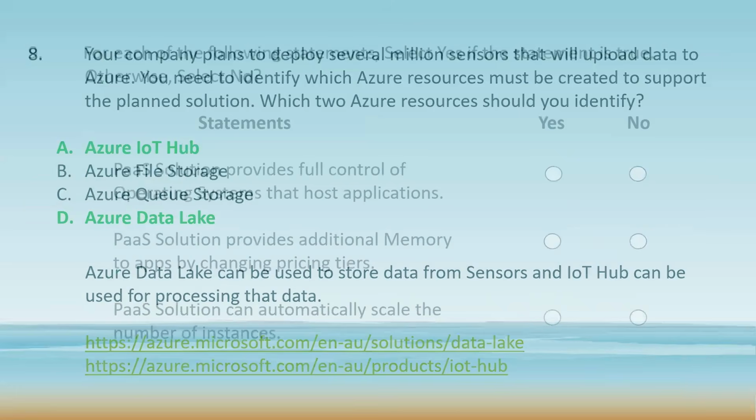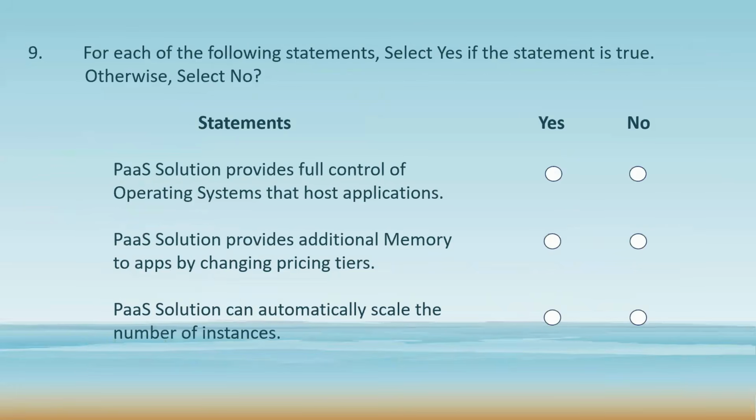Question number 9. For each of the following statements, select yes if the statement is true, otherwise select no. You have multiple statements here. See, these statements are: PaaS solutions provide full control of operating system that host application. PaaS solution provides additional memory to apps by changing pricing tier. PaaS solutions can automatically scale the number of instances.